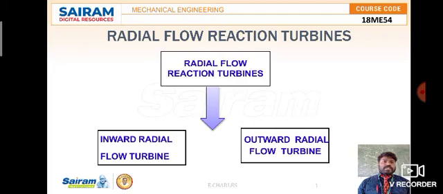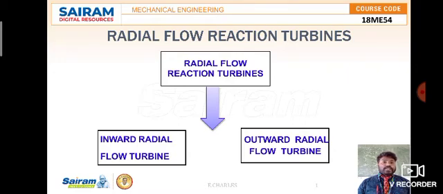Now coming to radial flow reaction turbines. A reaction turbine is nothing but a turbine which acts according to the reaction which is generated or produced. And the turbine in which the flow will be in the radial direction, that kind of flow is nothing but radial flow. So that kind of turbine is called a radial flow reaction turbine.